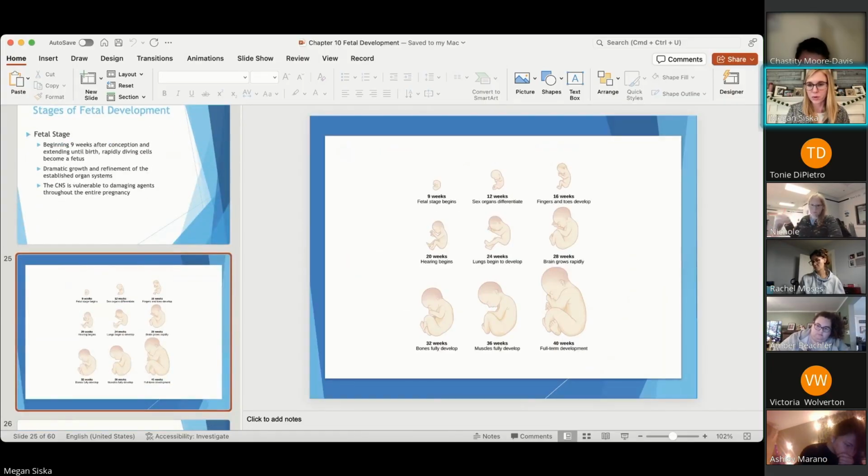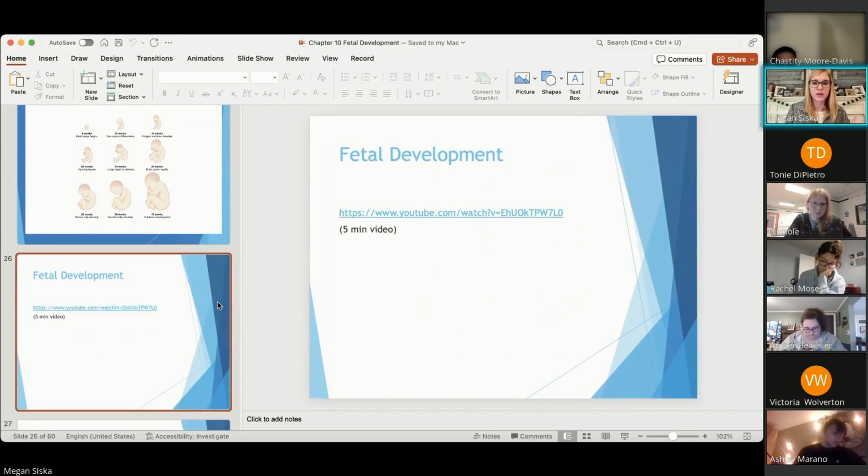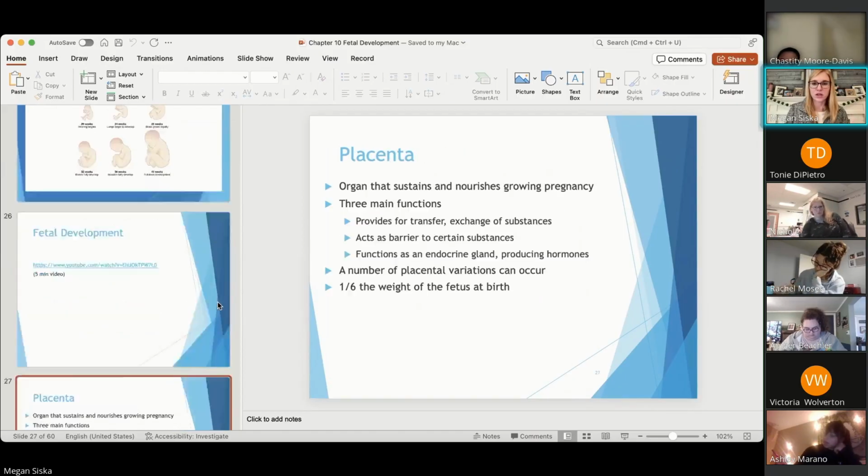This is just a picture from your book, giving you some milestones here. At 12 weeks, we have sex organ differentiation. At 16 weeks, we can see the fingers and toes. Around 20 weeks, the baby can start to hear. Lungs begin to develop around 24 weeks, but they are definitely not able to sustain on their own. Bones are fully developed by 32 weeks. So pretty cool that you have these milestones to think about. Here's a little video about fetal development if you want to watch that.